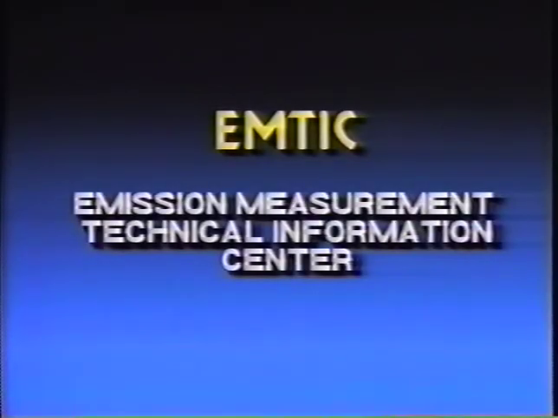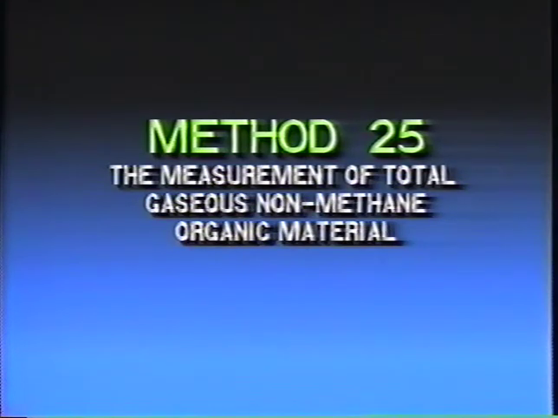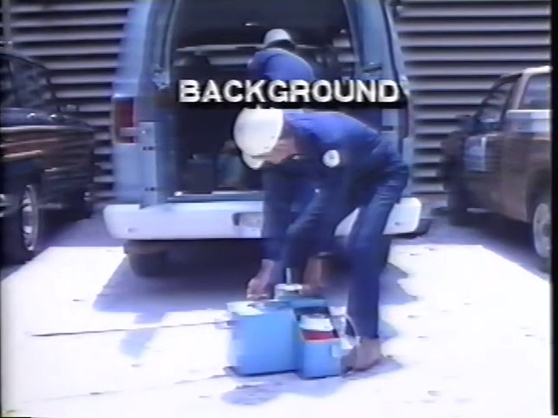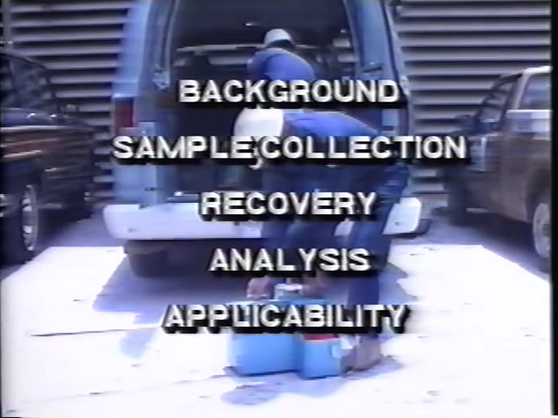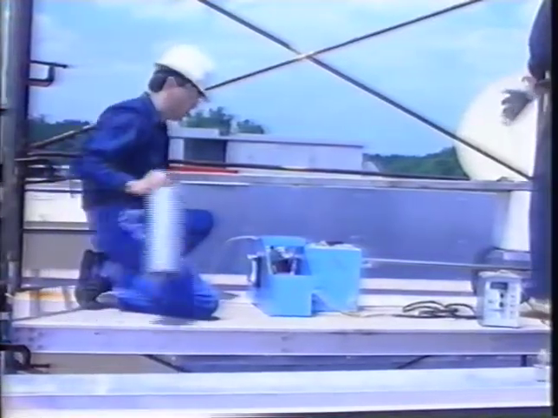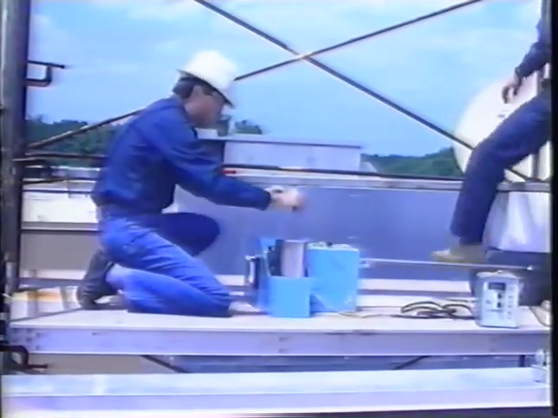This video presentation is produced by the Emission Measurement Technical Information Center, or EMTIC, and is intended to provide a brief overview of EPA Method 25, the measurement of total gaseous non-methane organic material. Topics covered are background to the method development, sample collection, recovery, analysis, and applicability. Method 25 is published in Appendix A, Part 60, in the Code of Federal Regulations. This video is not intended to provide the details necessary to conduct a Method 25 source test.